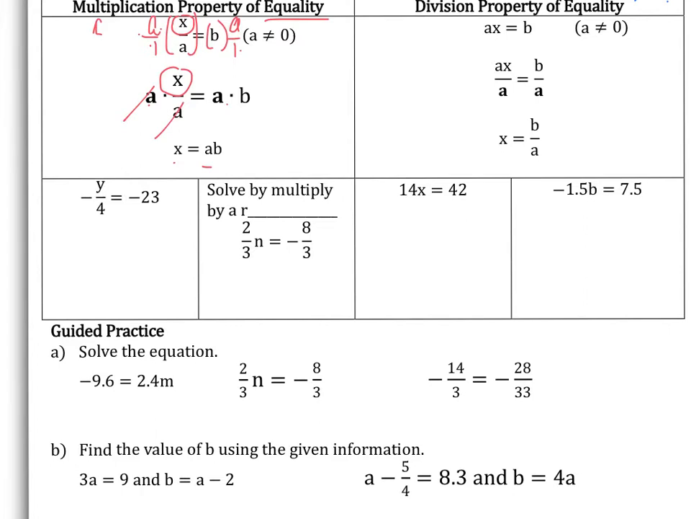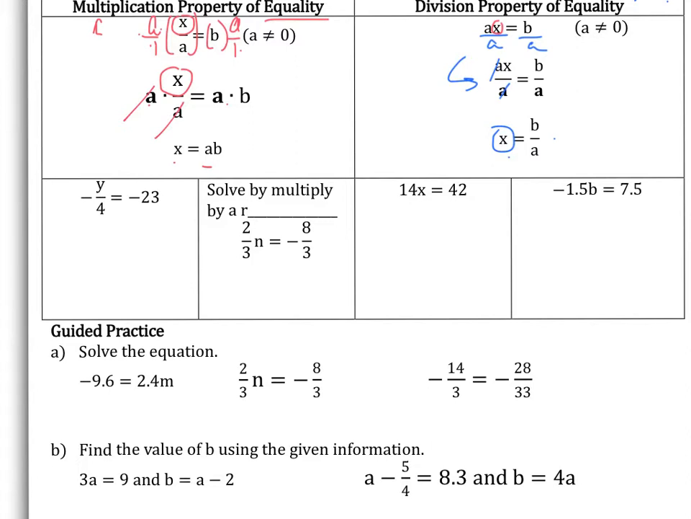For the division property of equality, it would just be the opposite. To isolate the variable X, we need to divide. So after we divide, in this next step, we cancel out the A to isolate the variable X. Therefore, X would equal B over A.